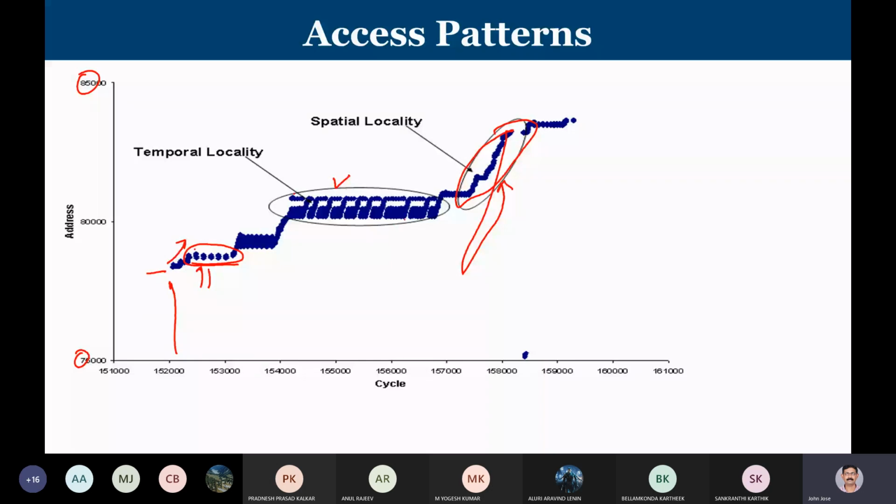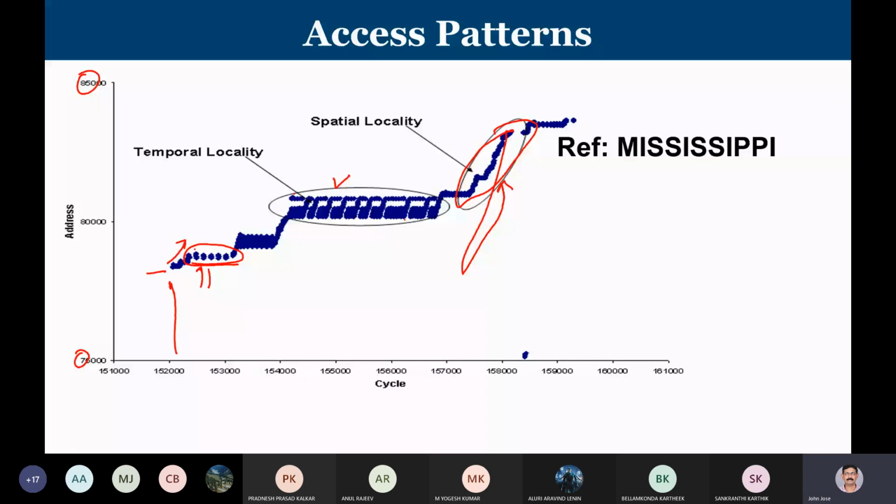So I will repeat once again. When you access the same location again, we call it temporal locality. When you access the adjacent locations in the near future, we call it spatial locality, and the programs exhibit temporal locality as well as spatial locality, and that's the way it works.